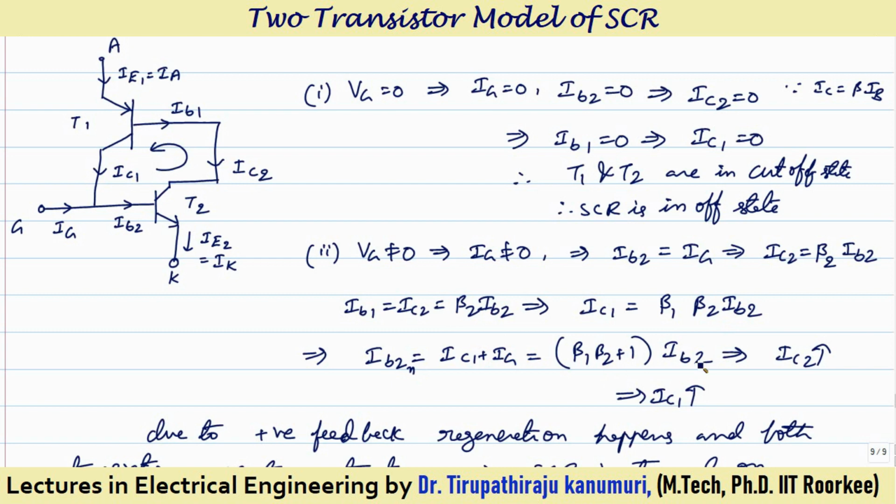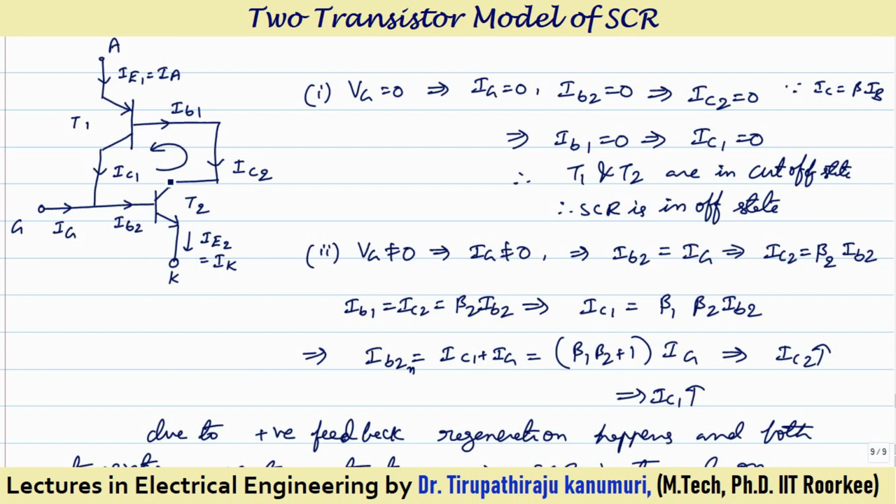When you add this, it will be equal to beta 1 beta 2 plus 1 times IG. You can see, compared to the previous case where IB2 is equal to IG, now it becomes beta 1 beta 2 plus 1 times IG. It increased drastically, so now IC increases drastically. Again, when IC is increased, IB1 is increased, and this is a cumulative action. This current will increase to such an extent that the barrier width, that means the junction J2, will completely vanish because of the recombination, and both the transistors will enter into the saturation region.